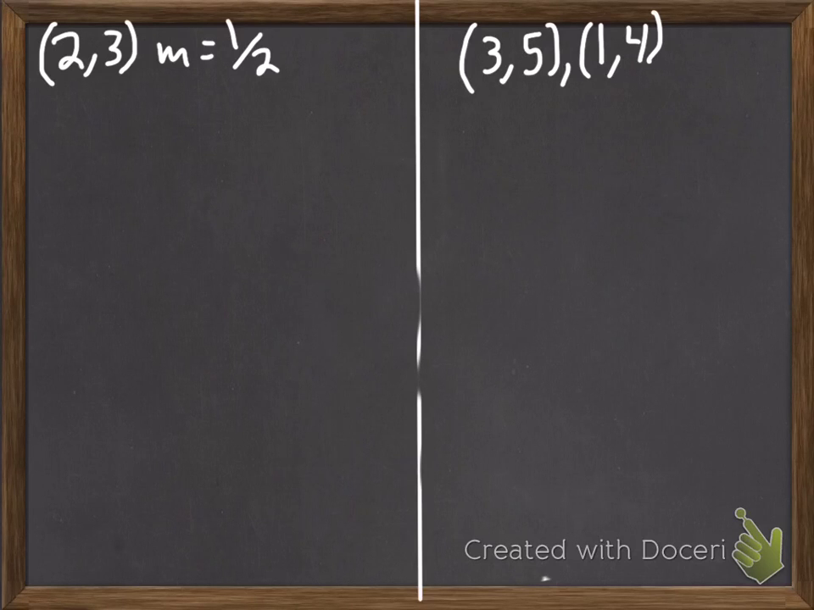So here's 2 examples that I'm going to do with you. On the left we have the point (2, 3) with the slope equal to 1/2. So the point (2, 3) is on the line, and we know that 1/2 is our slope. So we have to first write it in slope-intercept form. So if you recall, that's y equals mx plus b. We already know what our slope is, that's 1/2.